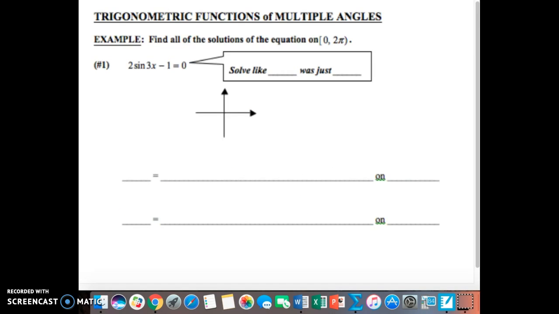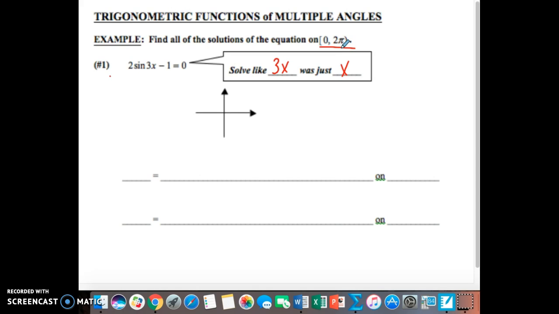For the next section of the notes, we are going to talk about trigonometric functions of multiple angles. For our first example, it says find all of the solutions of the equation on the interval 0 to 2 pi. Example 1, we have 2 sine of 3x minus 1 equals 0. Notice we have a 3x as opposed to just a normal x. So we are going to solve like 3x is just an x.